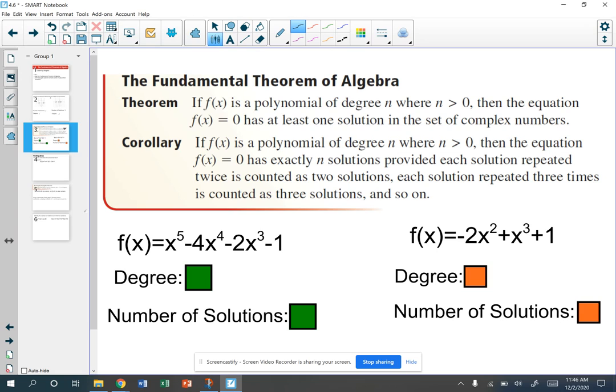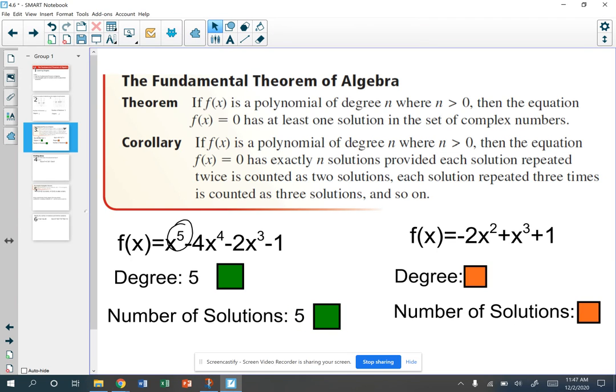f of x equals x to the 5th minus 4x to the 4th minus 2x cubed minus 1. What is the degree of that function? The degree here is going to be 5, right, because of this x to the 5th value, which also means that the number of solutions is 5. Same concept here. What is the degree? Careful, this one's not written in standard form. The degree is the highest power, which in this case is 3, which is also the number of solutions.